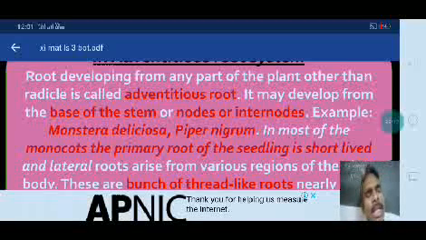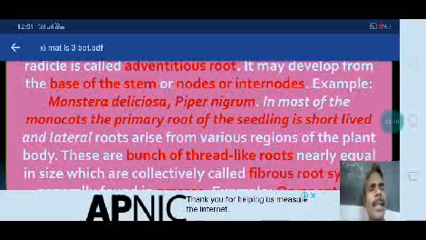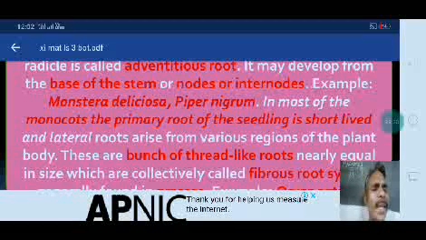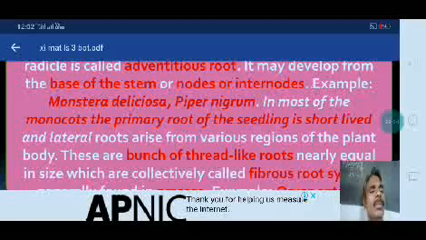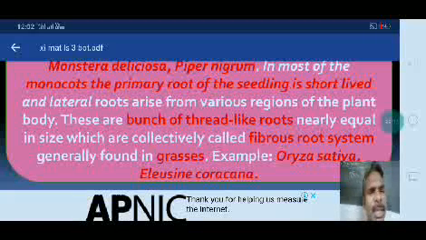In most monocots, the primary root of the seedling is short-lived and lateral roots arise from various regions of the plant body. These are bunches of thread-like roots nearly equal in size, collectively called the fibrous root system. Generally found in grasses and rice. Examples: Oryza sativa, Eleusine coracana. Monocot plants have this type of root system.